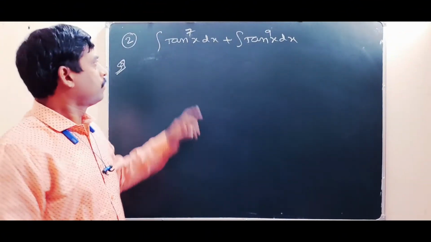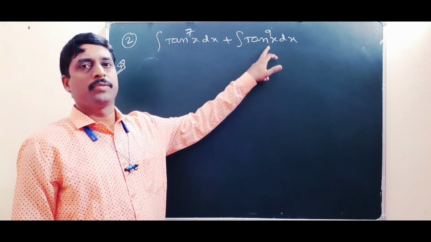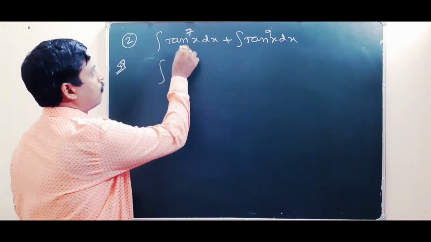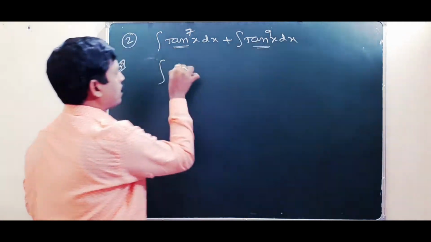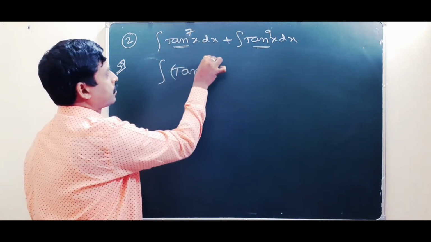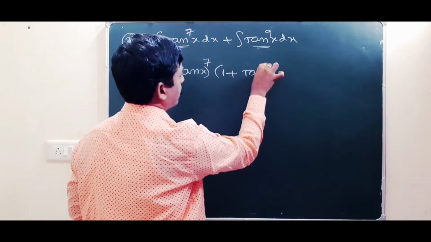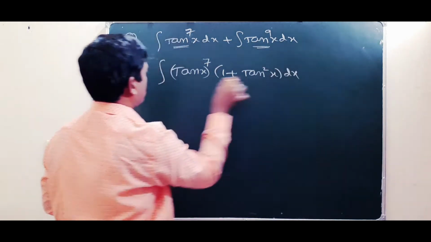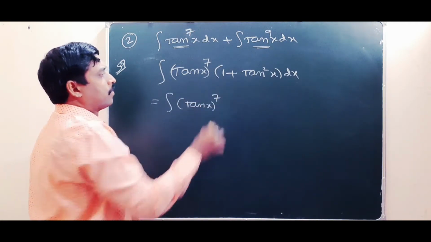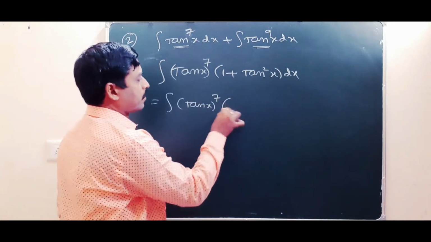Let us go to the next problem: integral of tan x to the power 7 plus tan x to the power 9, dx. Take tan x to the power 7 out common. The remaining value is 1 plus tan square x. So this is going to be the integral of tan x to the power 7 into (1 plus tan square x), which is secant square x.